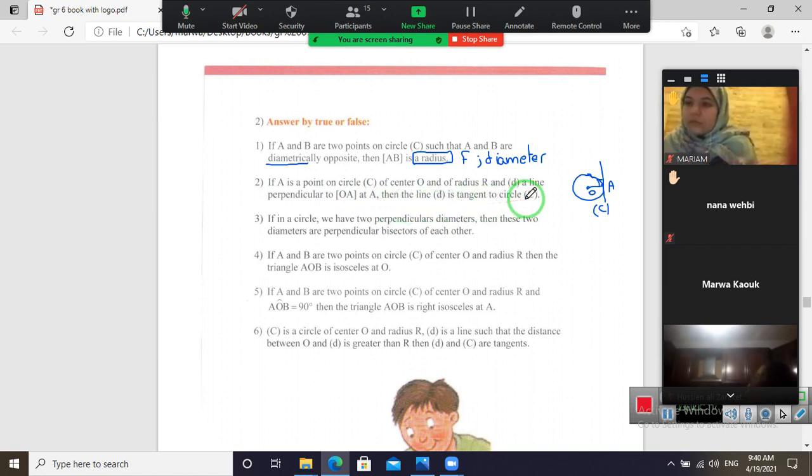Then the line D is tangent to the circle C. True or false, Fatima? True, because it's perpendicular. True. No need for justification. When it's true, no need. I will justify by my figure.